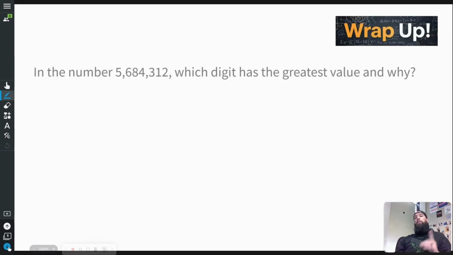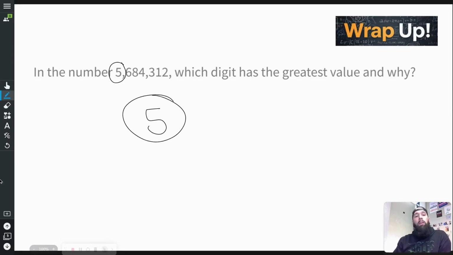Fun! And that's going to be the first lesson in our 5th grade math lessons. So let's wrap this up. In the number 5,684,312, which digit has the greatest value and why? Well, the greatest value is going to be 5 because it's the highest place value, which means it's the largest out of all of them. So the 5 is going to be our biggest one because it stands for 5 million.